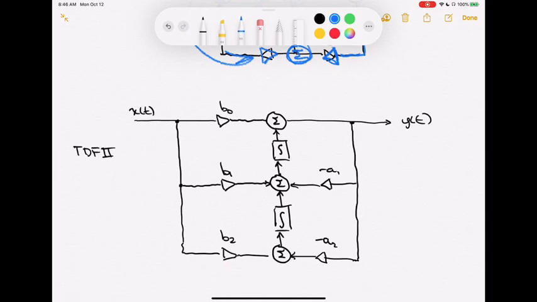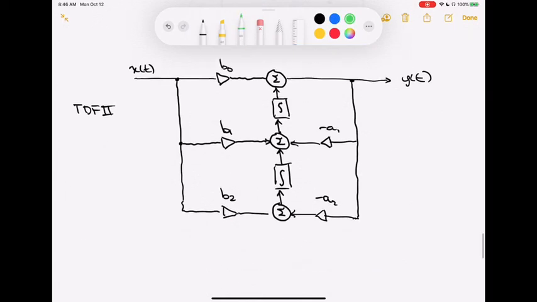And some things that I might notice about this guy. The number of integrators is equal to the order of the system. So this is also a canonical system. So that's a happy face. That's a good characteristic. Canonical means that we're helping reduce the overall cost of implementation.